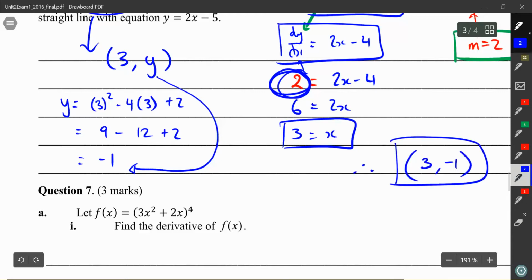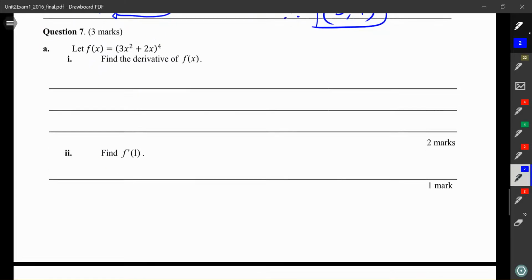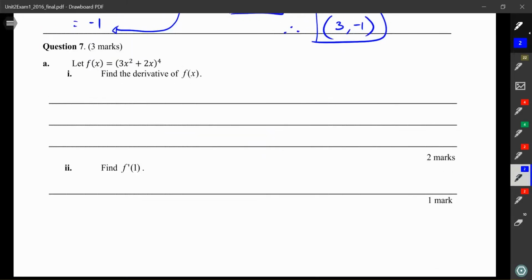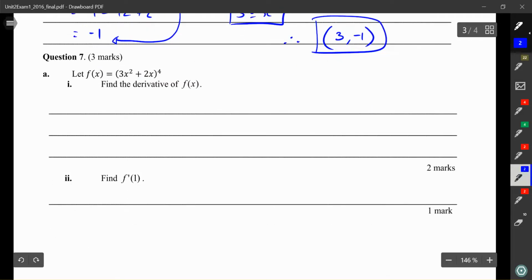There you go. That's the coordinates of the point where the tangent is parallel to the line y equals 2x minus 5, because they have the same gradient. That's essentially what it's saying. Okay. Let's move on to the next question, 7. We're almost done, actually. It's quick and easy. Here we go. Let's go to question 7.